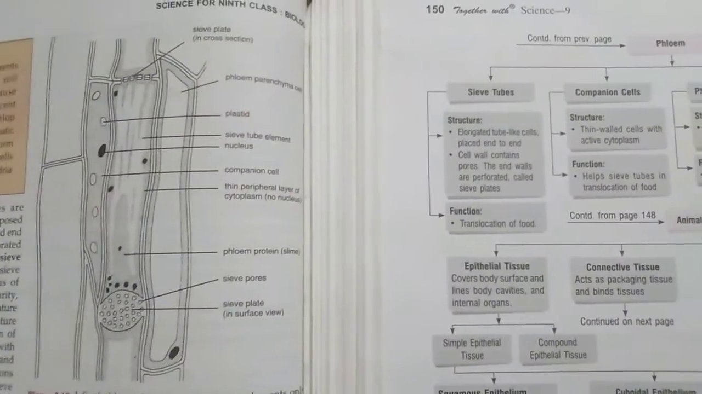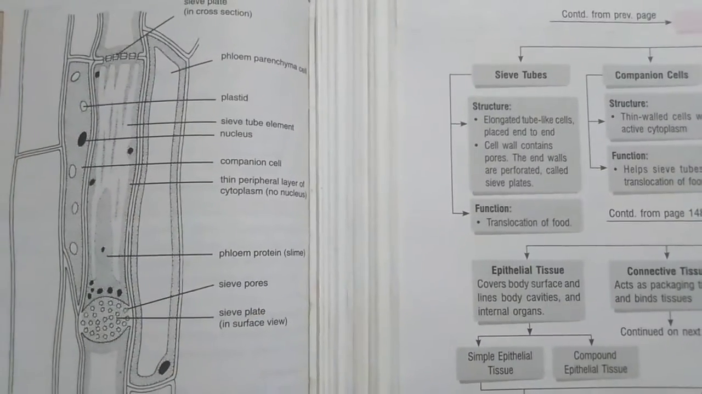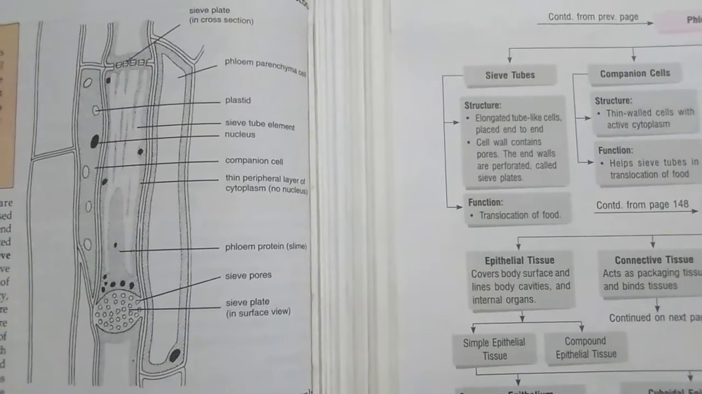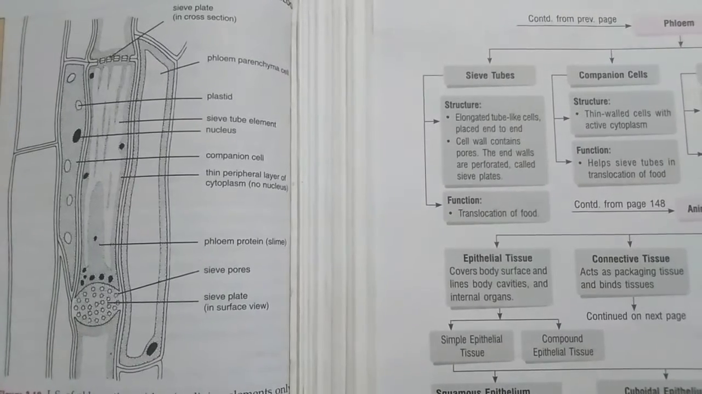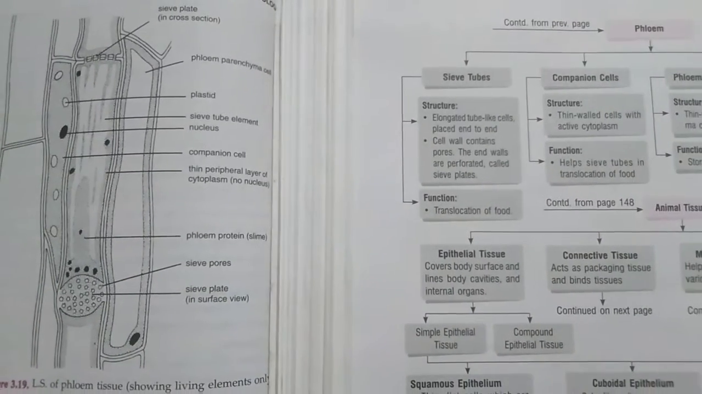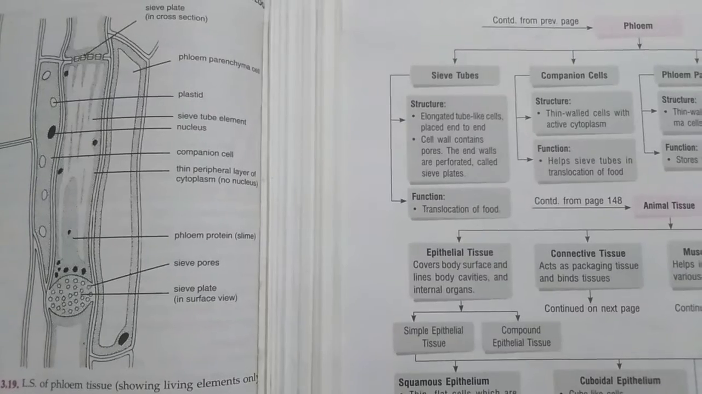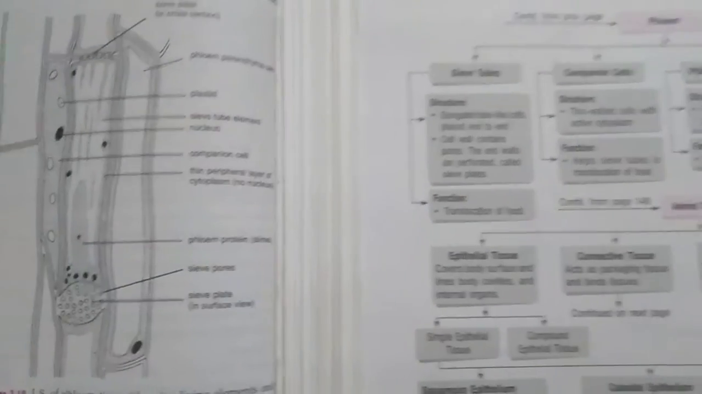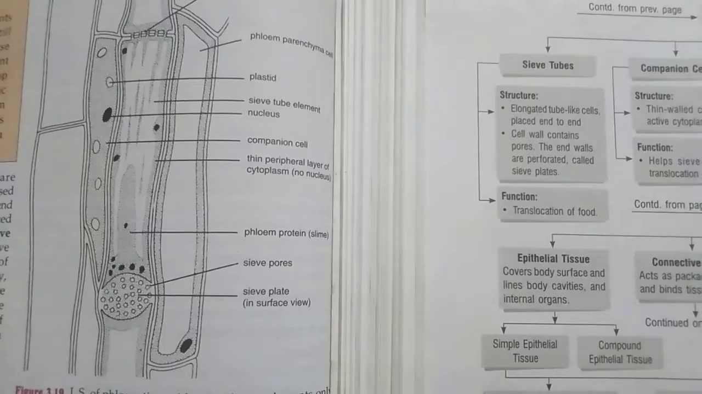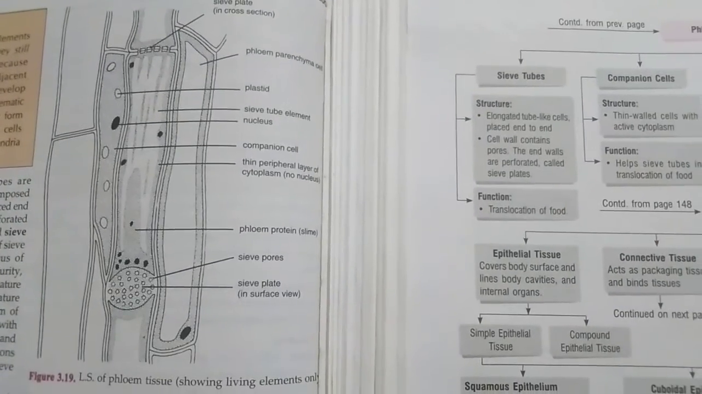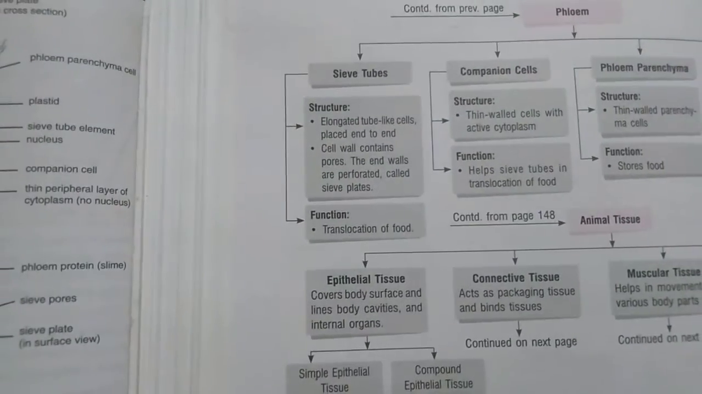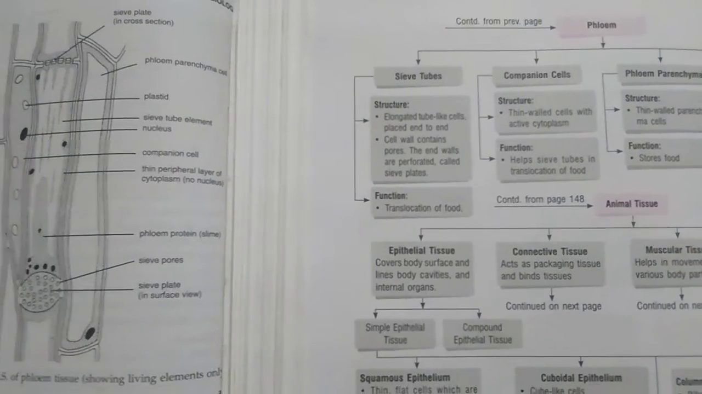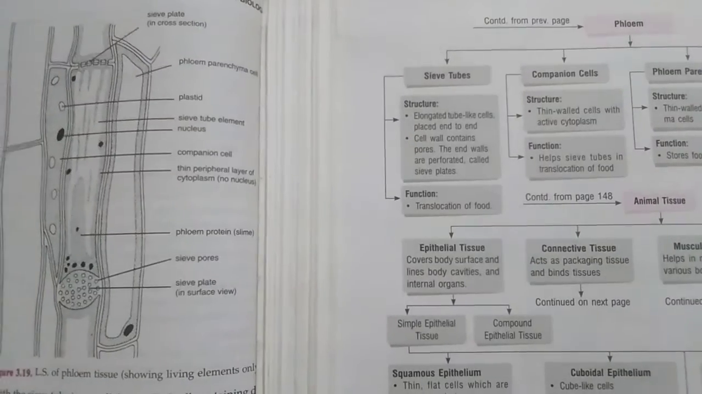Now first, what is a sieve tube? Structure: sieve tubes are elongated, tube-like cells placed end to end. Then the cell wall of the sieve tube contains pores and the end walls are perforated, and these are known as the sieve plate. So within the sieve tube, there are perforated pores which are known as the sieve plate. Then what is the function of the sieve tube? The function is translocation of the food. Translocation means transportation of the food from the leaves to the different parts of the plant.